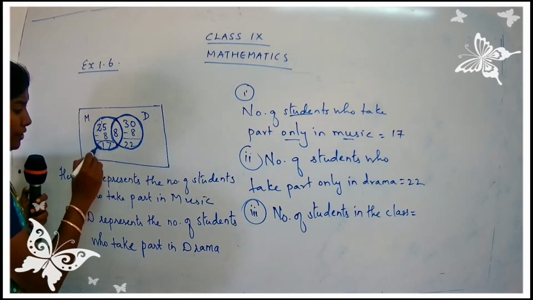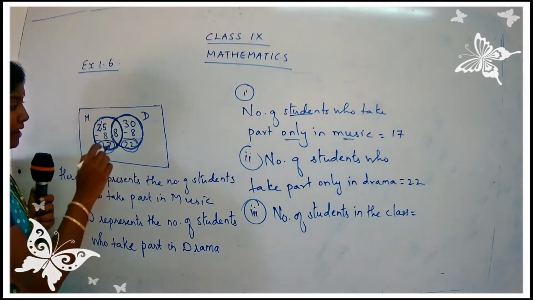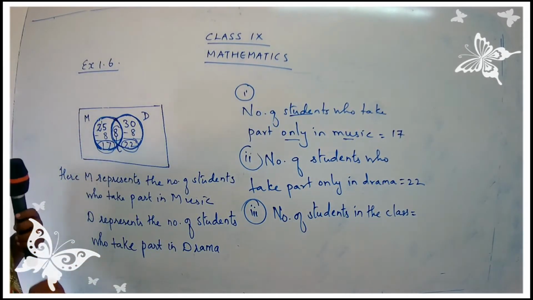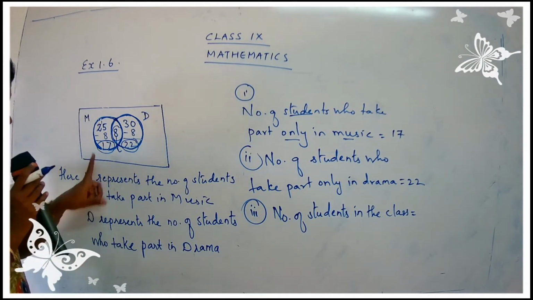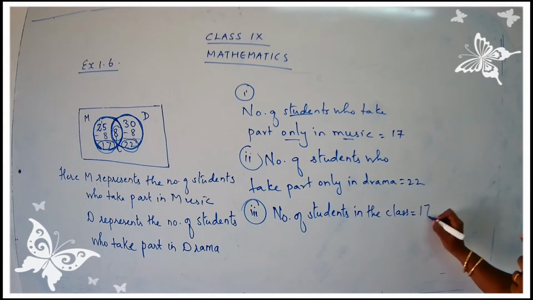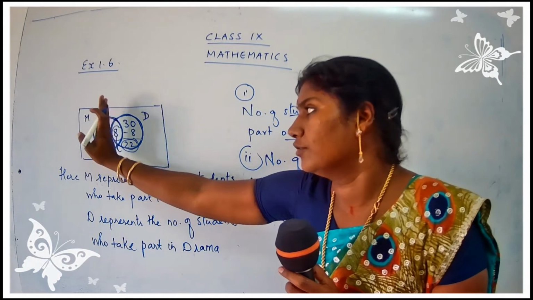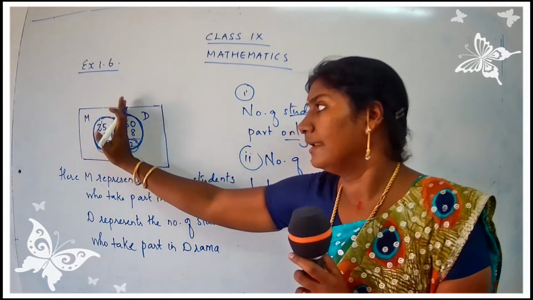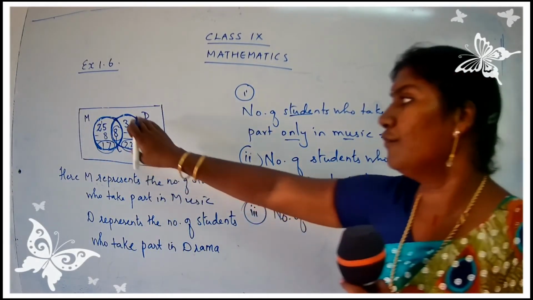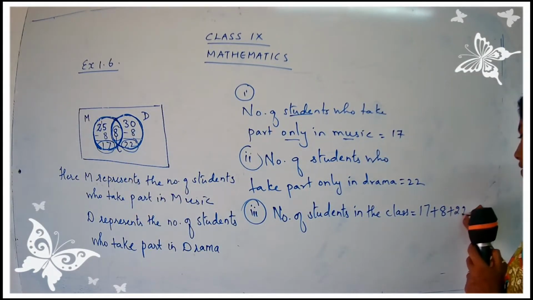See here, children, you are going to take this number. This is 17 only for music, 22 only for drama, and 8. This is for both music and drama. So how to find out the final answer? You have to add all the answers. So you have to write down here, number of students in the class is equal to 17. Now 17 is the number of children who take part only in music. So till here you get the answer 17. Now when you focus on the common part, the answer is 8. So plus 8. And when you focus only on the drama part, the answer is 22. So you have to add all these numbers.